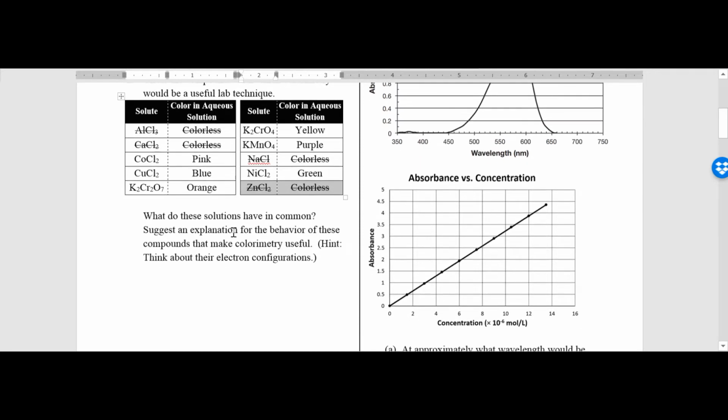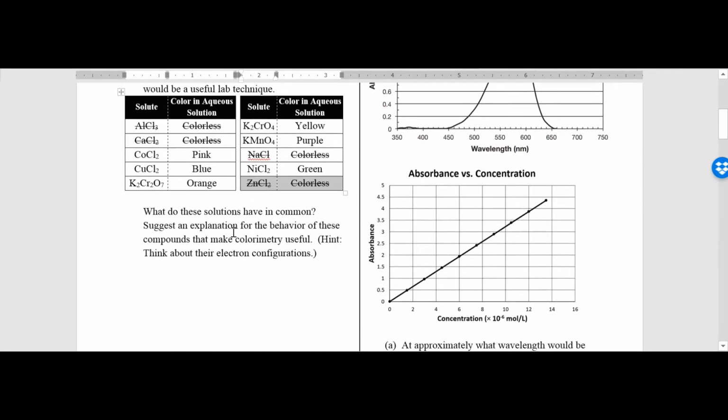The ones that are left are the ones that give us color when we put them in water: cobalt chloride, copper chloride, potassium chromate, chromate or perchromate.